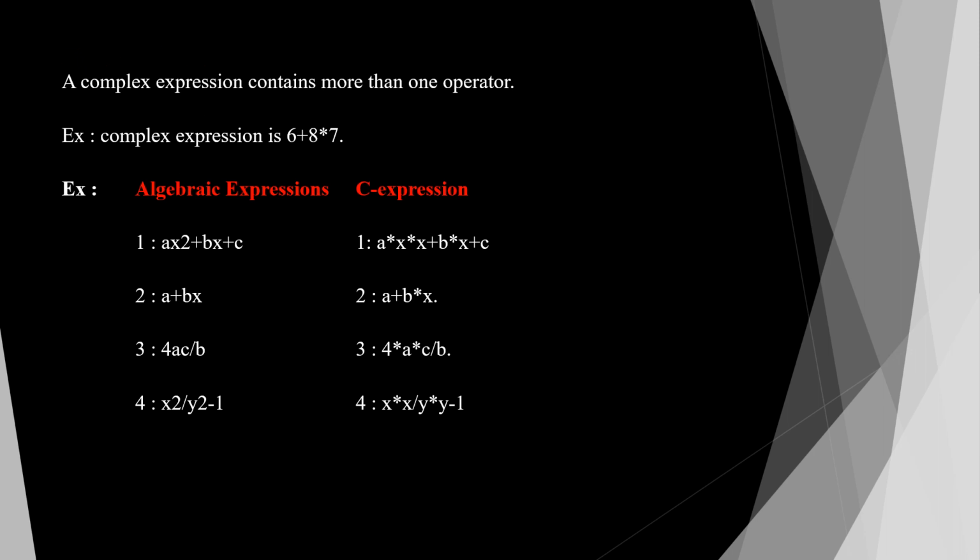This is a complex or compound expression. It contains more than one operator. The complex expression example is 6 plus 8 star 7, because two or more operators and two or more operands are involved. This type of expression is called a complex expression or a compound expression.